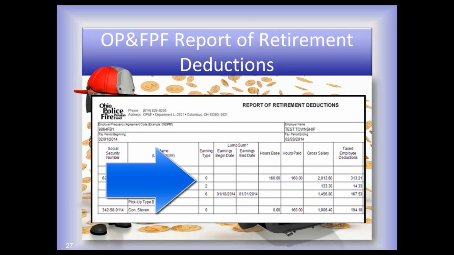6. Retroactive pay. Use this earning type for a wage increase only. All retroactive payments are to be reported under Earning Code 6 and are to be reported to OP&FPF within 30 days of payments to the members. No hours base or hours paid would be reported, as retroactive pay involves a monetary adjustment only. Retroactive pay is not used for wages that pertain to grievance awards for the loss of employment.